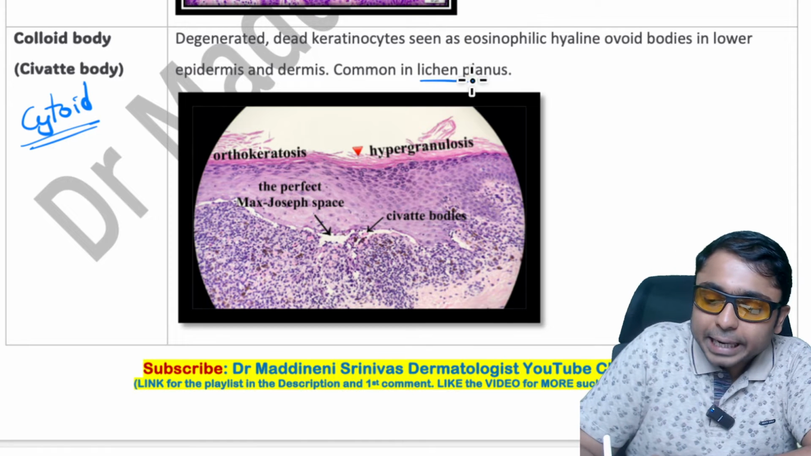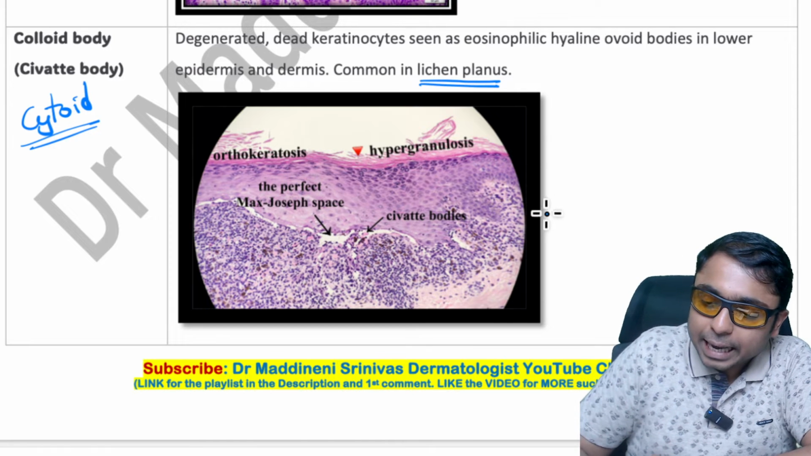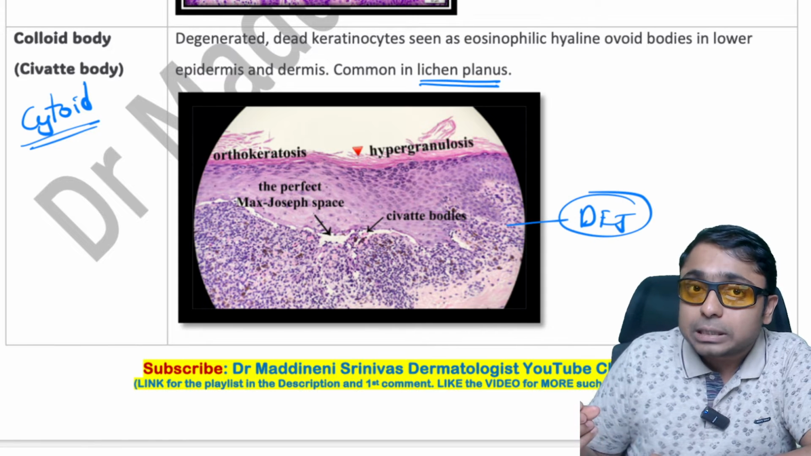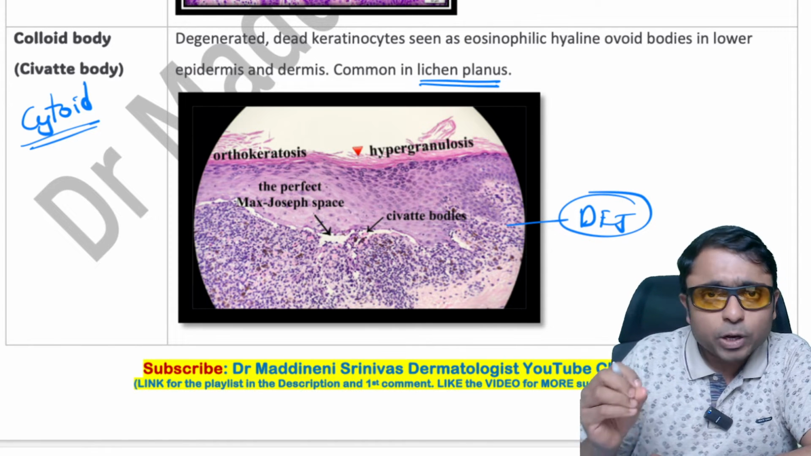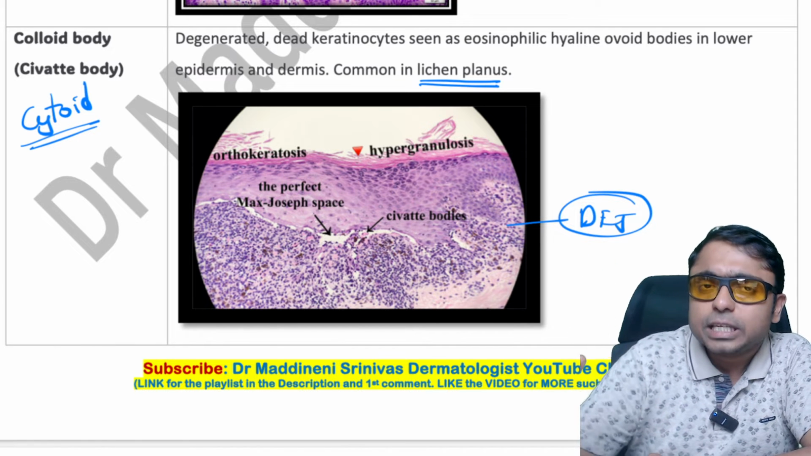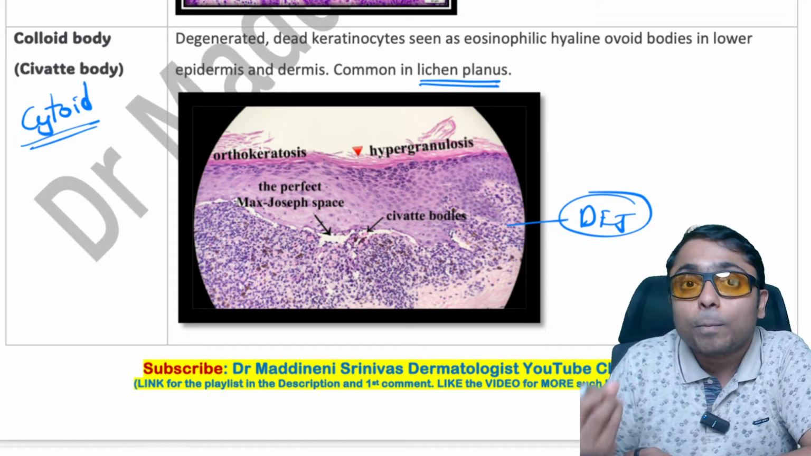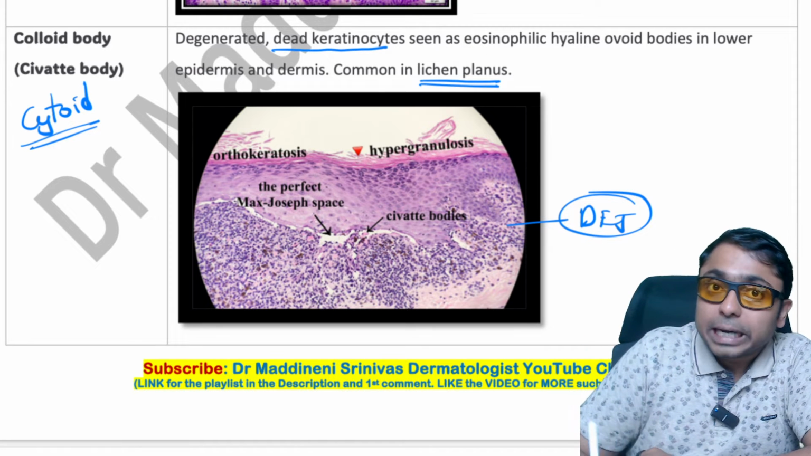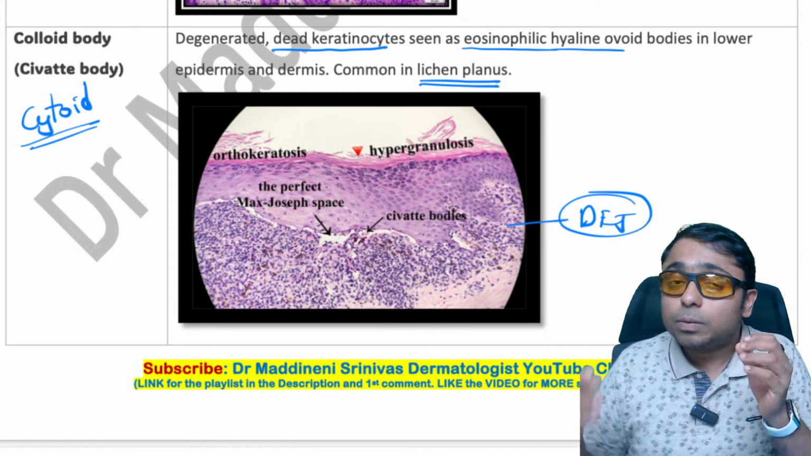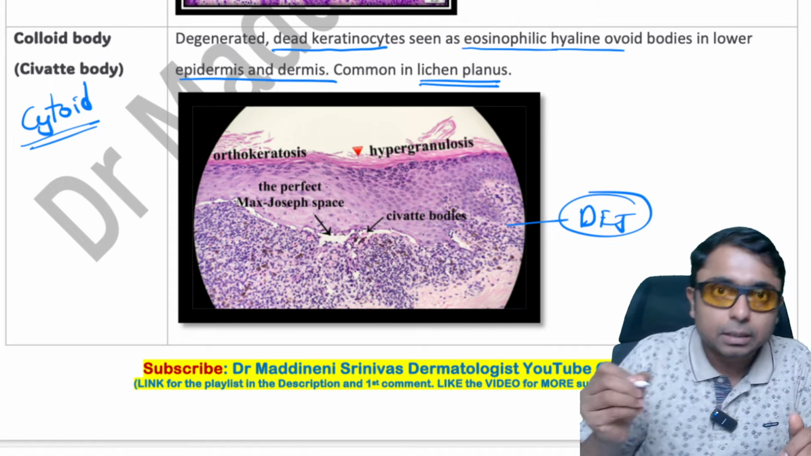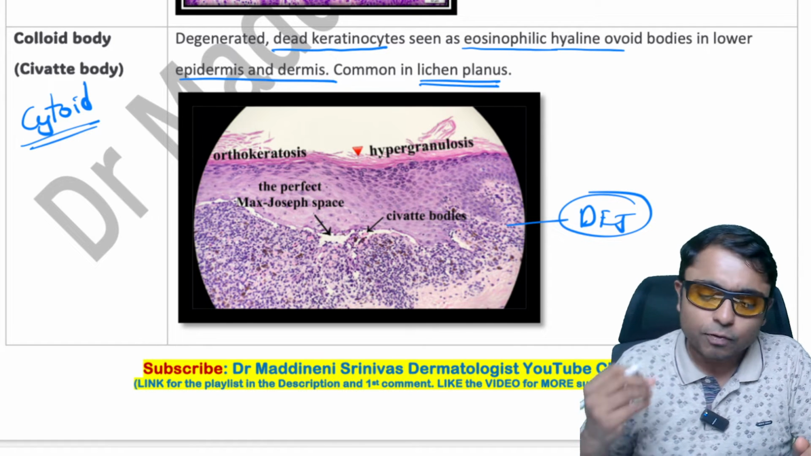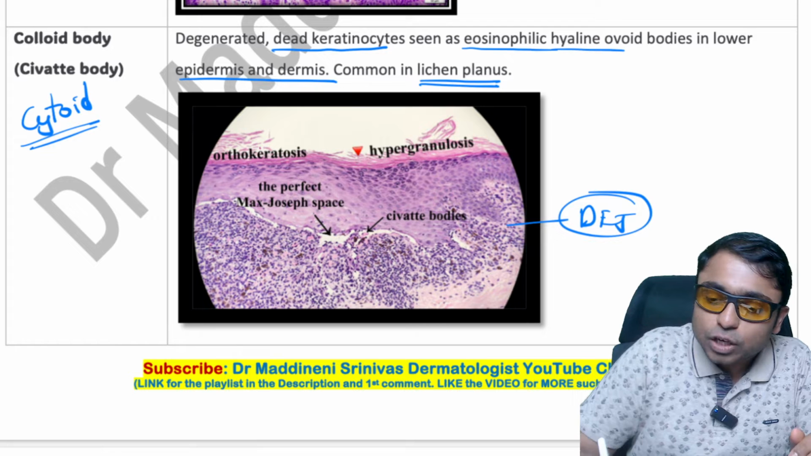Remember, in lichen planus, we are going to see band-like lymphocytic infiltration at the dermoepidermal junction. These are going to cause damage, destruction of the stratum basale layer, because of which sawtoothing of the rete ridges will be seen. And these lymphocytes, if they reach the epidermis, can also produce apoptosis of the keratinocytes, because of which they become eosinophilic hyaline ovoid bodies, which will be present in the lower epidermis and also in the dermis. These are what are called cytoid bodies, colloid bodies or Civatte bodies. Very classical histopathological picture of lichen planus.